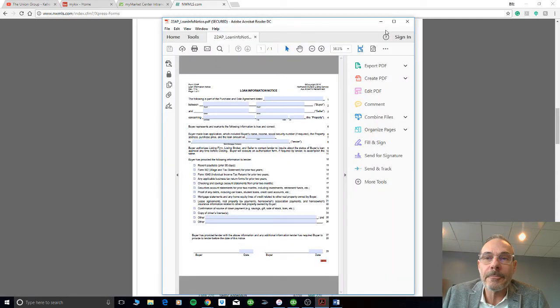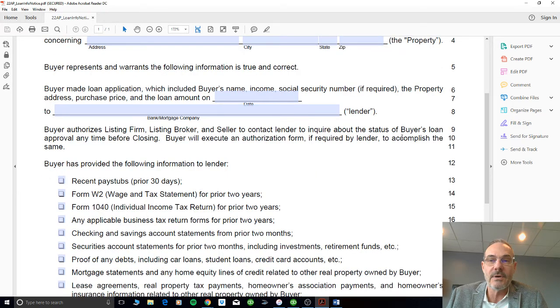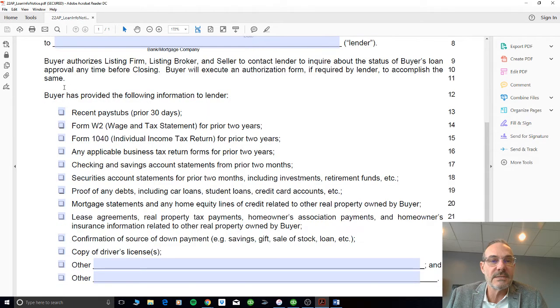Loan information notice. Buyer represents and warrants the following information is true and correct. Buyer made loan application, which includes their name, social security, property purchase, and loan amount on this date to that lender, and authorizes listing firm, broker, seller to contact lender to inquire about the status of the buyer's loan approval at any time before closing. Buyer will execute an authorized form if required by lender to accomplish the same. Buyer has provided the following information.